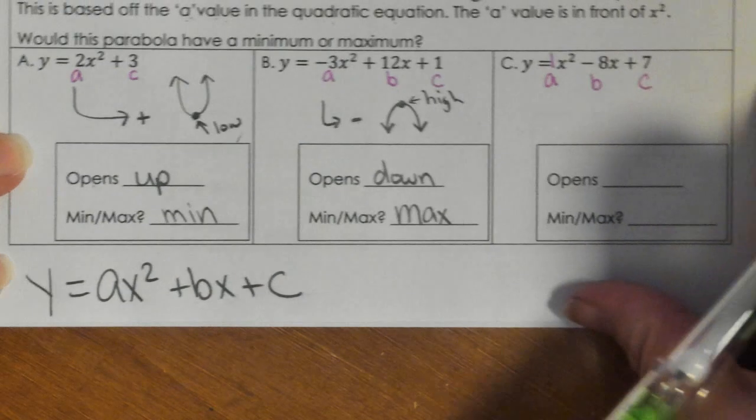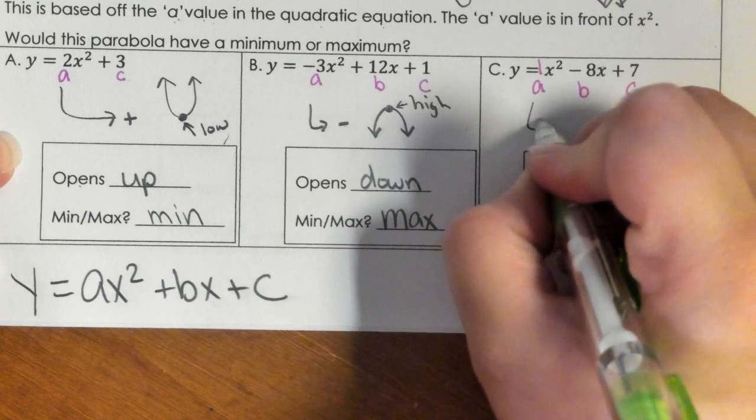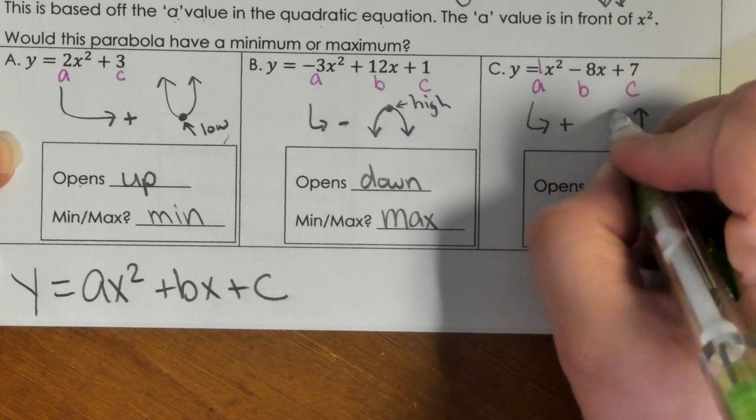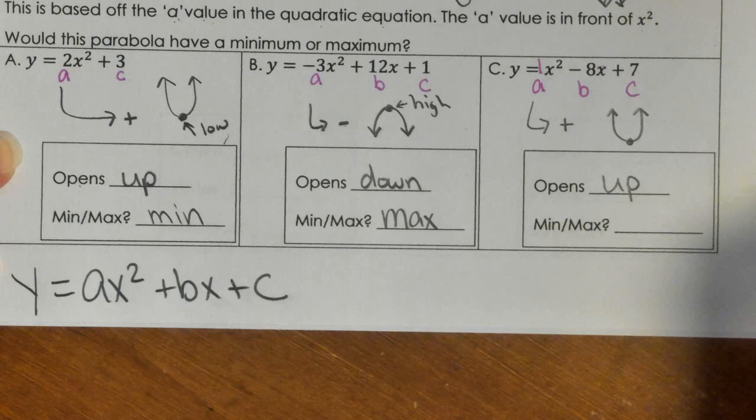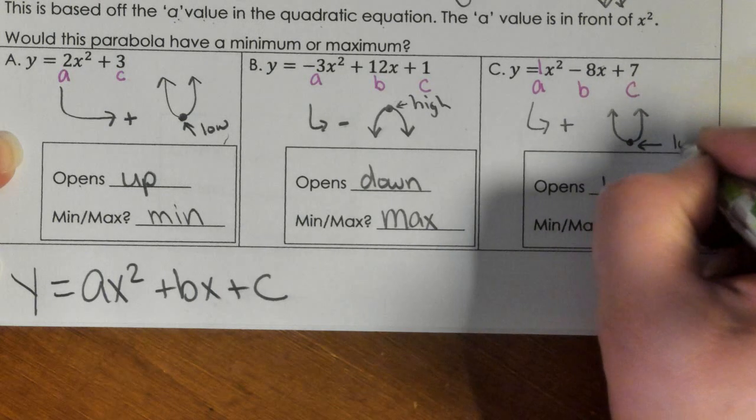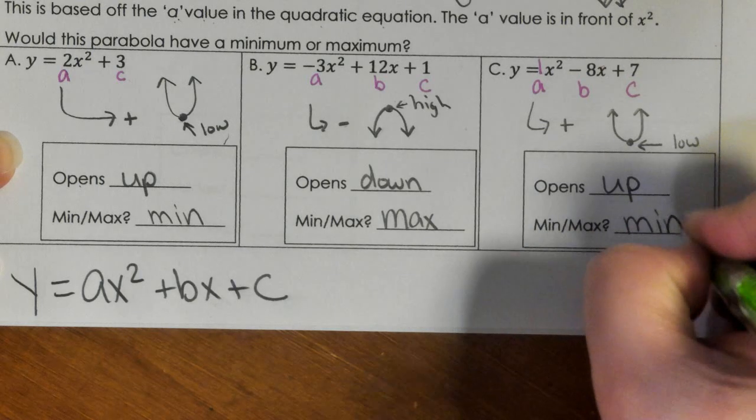Okay, and then in C, we see that the A is a positive 1. So positive A means you open up. Your vertex is a low point. So then that would be a minimum.